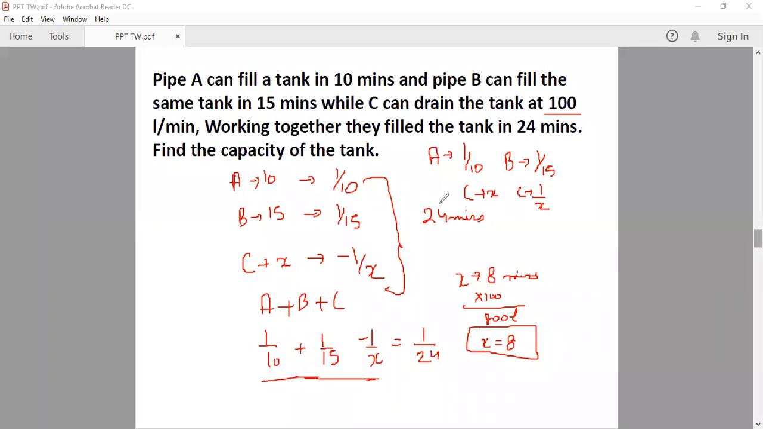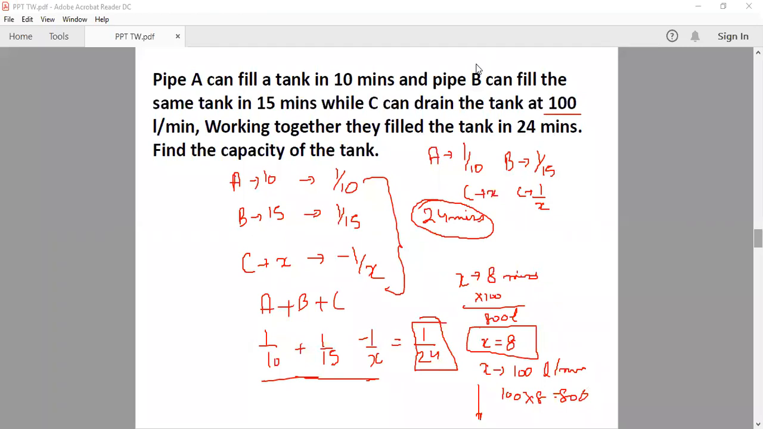और ये किसके इक्वल आया? इनकी कंबाइंड एफिशिएंसी के, जो कि कितनी थी? 24 मिनट्स थी. अब कंबाइंड एफिशिएंसी अगर 24 मिनट्स है, तो वो मिलके 1 मिनट में कितना कर रहे हैं? 1/24. So from here you will get the value of x as 8, and since C works at 100 liter per minute and 8 मिनट में अपना काम कर लेता है, तो टैंक की कैपेसिटी कितनी हुई? 100 into 8, 800. Is it clear to everyone now? Is it clear now? Okay.